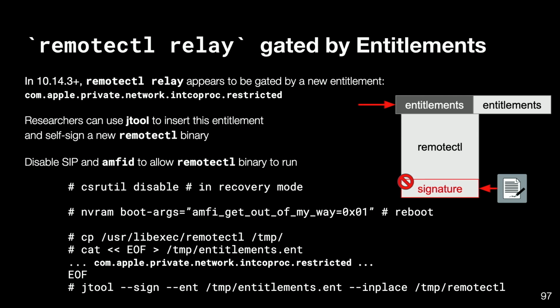Now, in doing this, the amphidaemon is going to be very upset if you try to run this new self-signed remotectl binary. And so you'll need to disable that as well. But once you do, you have a remotectl functionality that you can use again. So we have to disable SIP, run it as root, disable amphid, and self-sign the remotectl binary. But once you do that, it's easy.